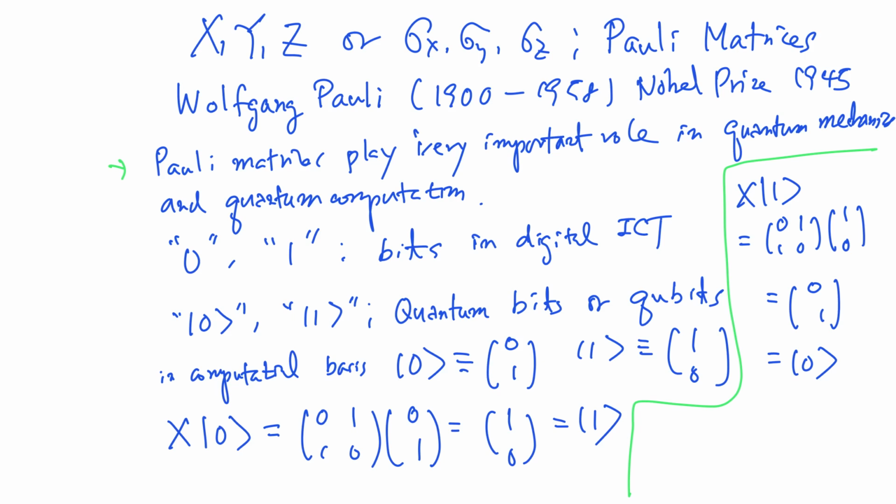So the X matrix, if I act on the quantum bit 1, then it becomes 0. Or if X acts on quantum bit 0, it becomes 1. So you have seen this in your digital circuit, right? X is more like a NOT operation, right?